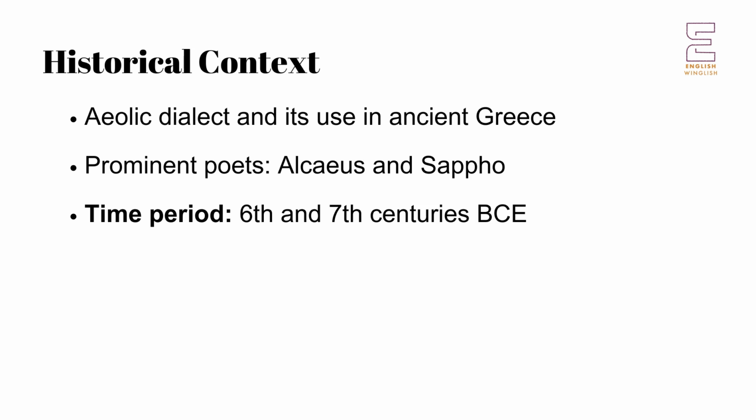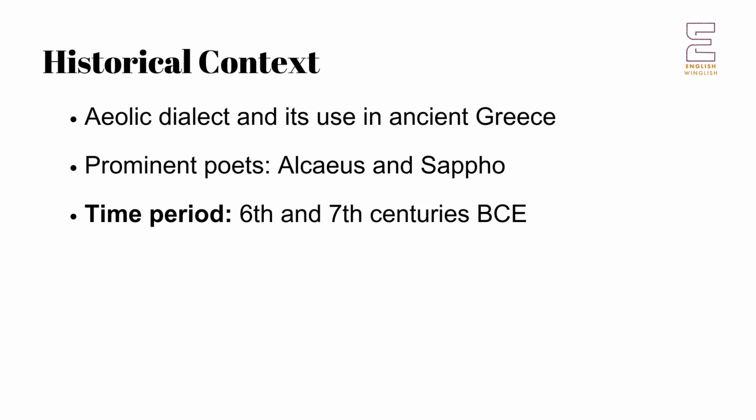This dialect was prominently used by poets Alcaeus and Sappho, who were active in the 6th and 7th century BCE. Both poets hailed from the island of Lesbos, and their work is characterized by its lyrical quality and personal themes. Sappho, often considered one of the greatest lyric poets of ancient Greece, used Aeolic meter to convey intimate emotions and vivid imagery in her poetry.